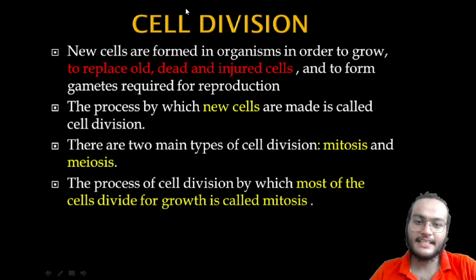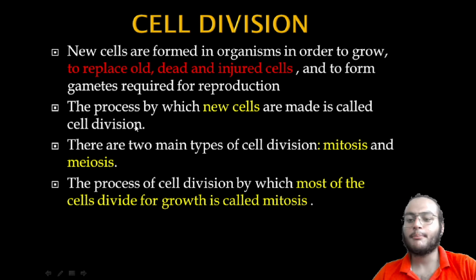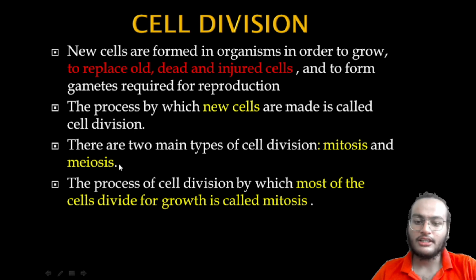Next we will talk about cell division. अब new cells क्यों बनते हैं? क्योंकि इनको replace करना होता है old, dead या फिर injured cells को, या फिर इनको reproduction के लिए gametes produce करने होते हैं. Now, the process by which new cells are made is known as cell division, and there are two types of cell divisions, mitosis and meiosis. The process by which cell divide for growth and repair is known as mitosis. Most of the cells divide for growth, right?